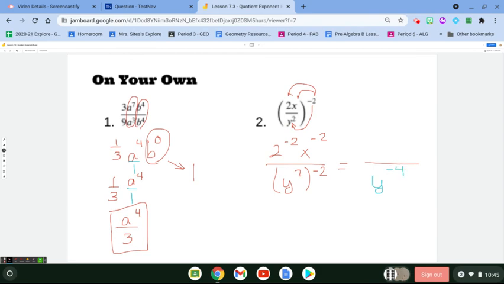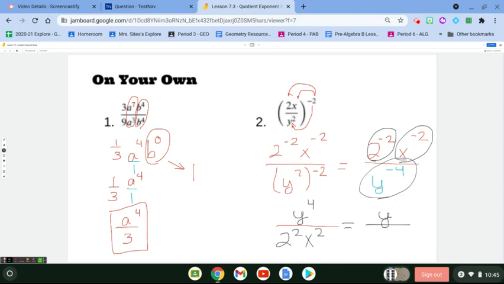But I'm noticing we have negative exponents everywhere on that problem. So that means we're going to have to flip things around. So 2 to the negative 2 goes to the denominator. X to the negative 2 goes to the denominator. And then finally, y to the negative 4 goes to the numerator. And then as a last step, make sure you simplify 2 to the second power, which is 4. So your final answer for question number 2 is y to the 4th over 4x to the second power.